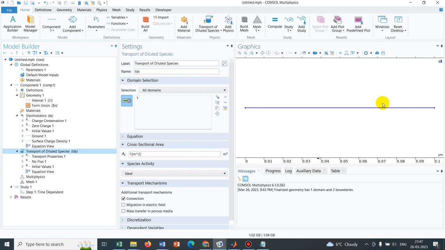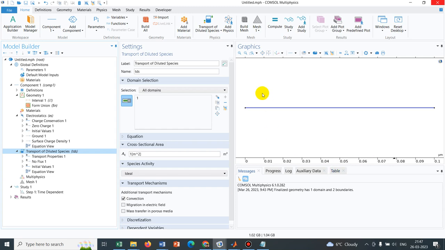Suppose I have a low concentration of NaCl solution. So I have two species, because when you put NaCl into water, what will happen? It will give you sodium Na+ ions and chloride Cl- ions. So we'll have two species, one is sodium plus and the other is chloride.